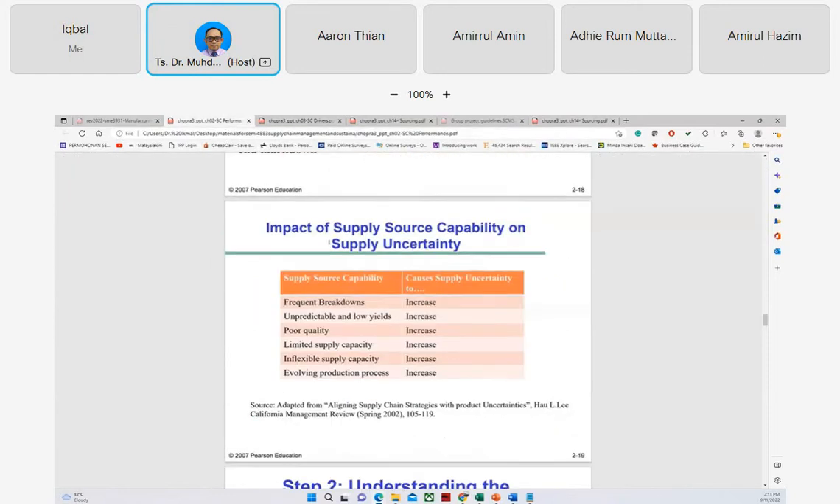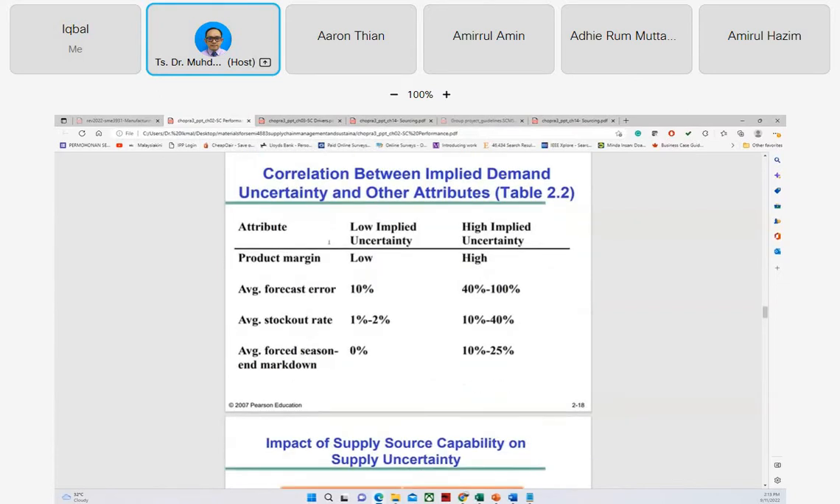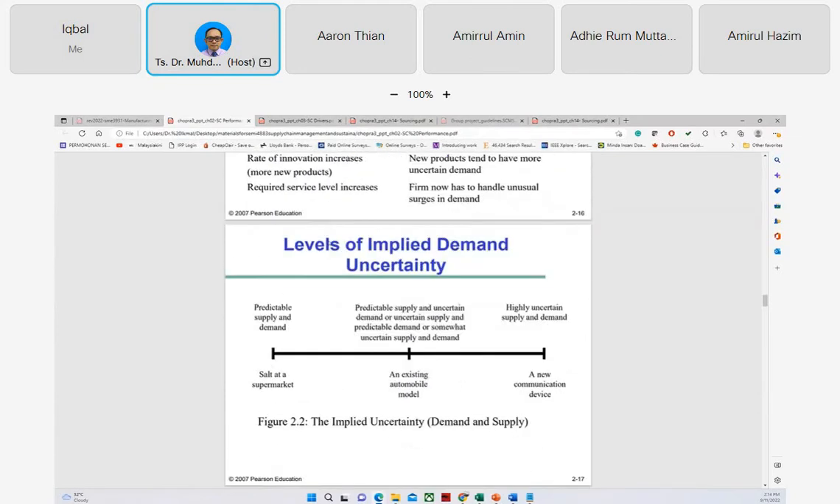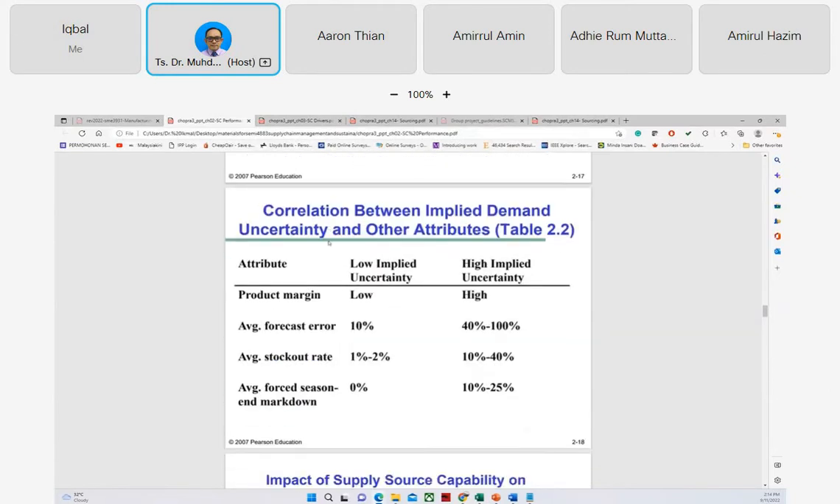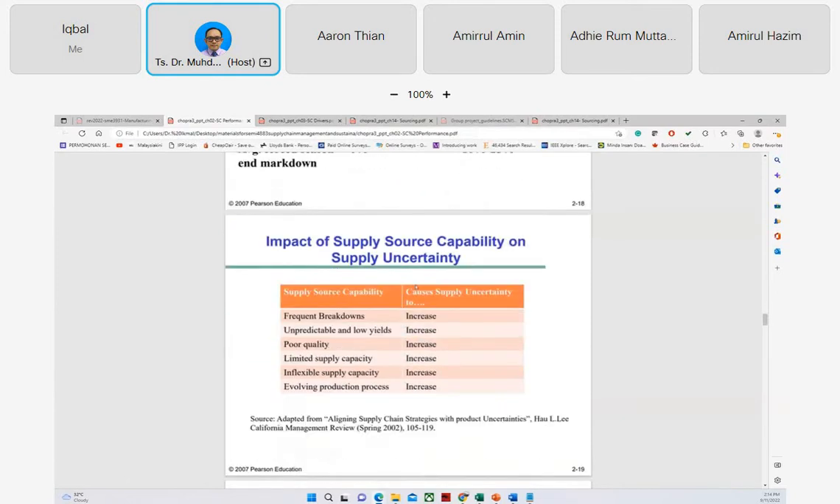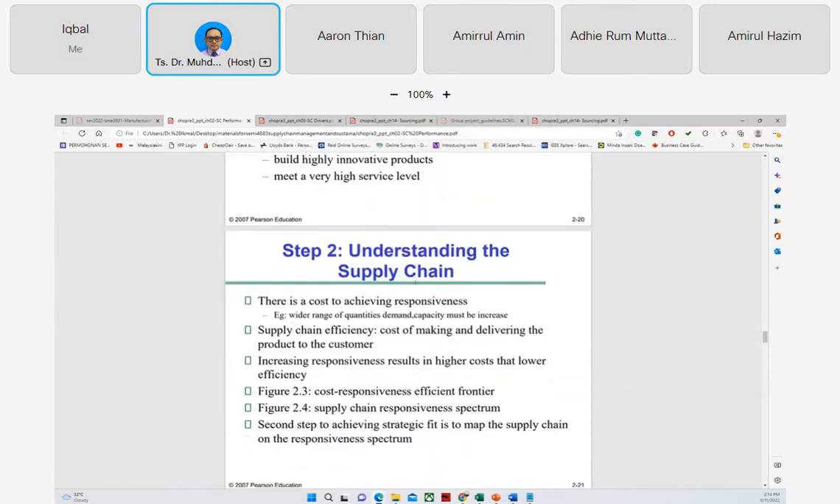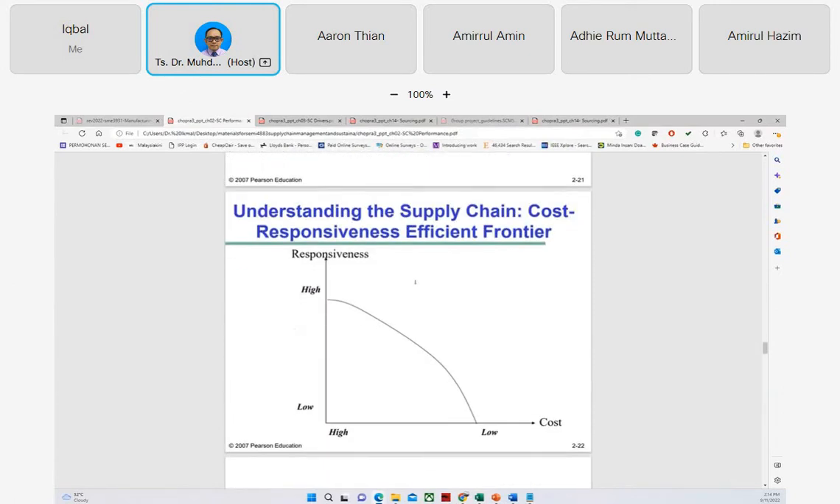Just want to remind you that last time, a few minutes before we ended our class, I talked about the implied demand uncertainty, and the correlation between implied demand uncertainty and other attributes, and also the understanding of supply chain capabilities for step 2. And also understanding the supply chain cost, responsiveness, and the efficient frontier.